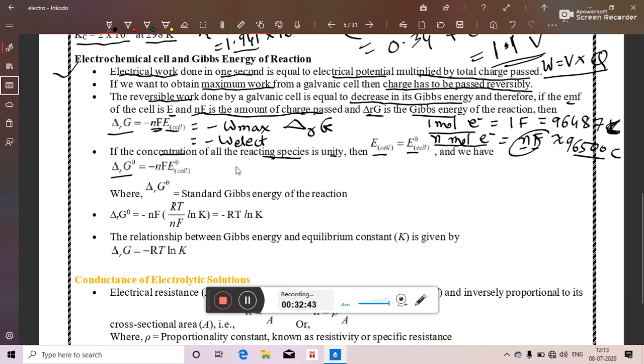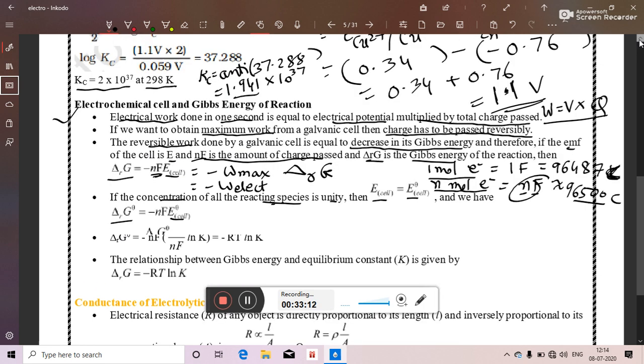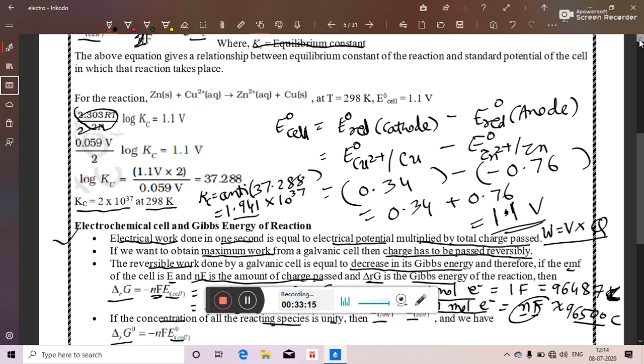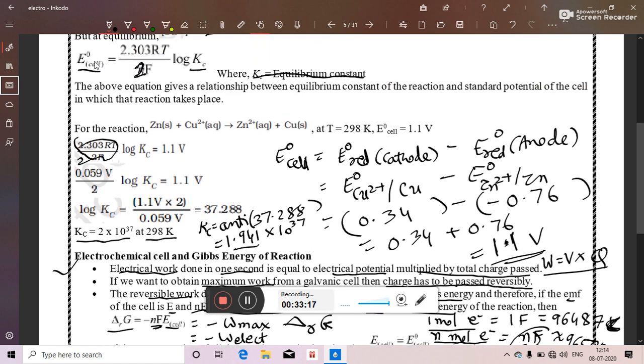So here we will see that delta G naught of reaction is equal to minus nF E naught cell, where delta G naught of reaction is the standard Gibbs energy of the reaction. Now instead of E naught cell we can write down the equation of E naught cell. Now what is the equation of E naught cell? Already we have seen in the previous topic that when the cell is at equilibrium, E naught cell is 2.303 RT upon nF log of Kc.